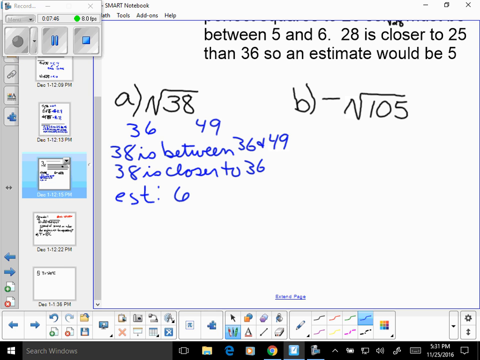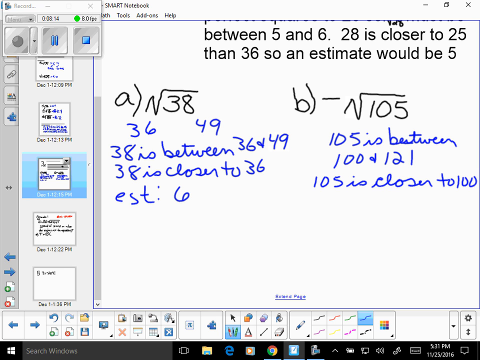So you try 105. Okay, 105 is between 100 and 121. 105 is closer to 100. So the square root of 105 is going to be approximately 10.